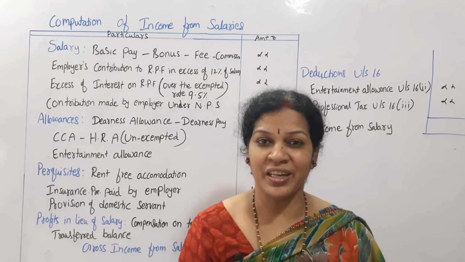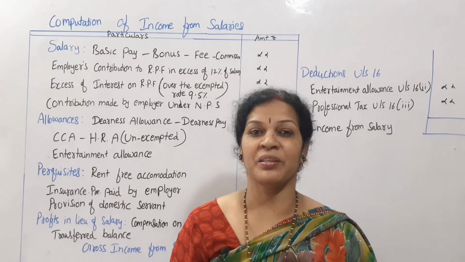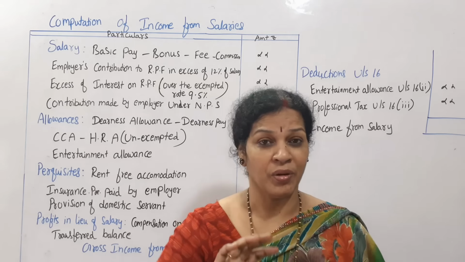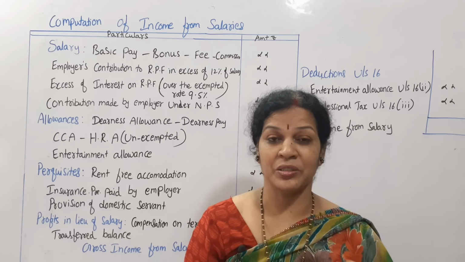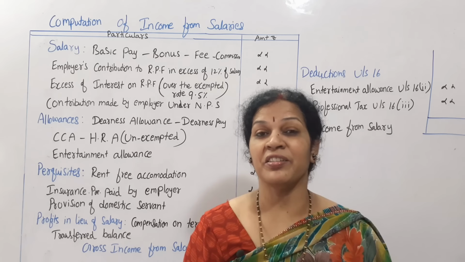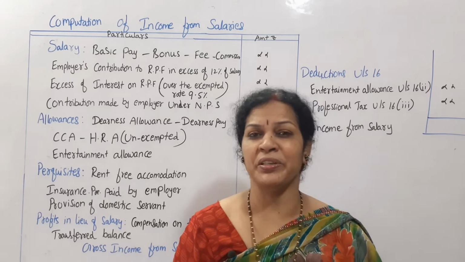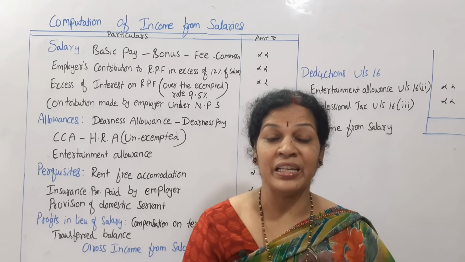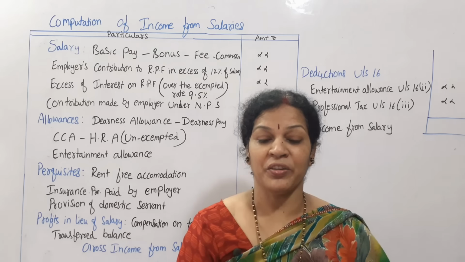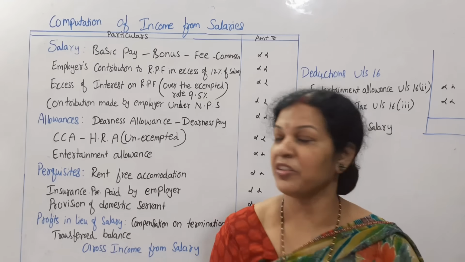If you understand this, in the coming classes we will discuss what the exemptions are, what is allowance, what is perquisite, and in which cases there is an exemption. All these things we will be discussing in the coming classes. Right now just understand income from salaries. How do we calculate it? There is a format. What is that format? Now I am going to explain this format.